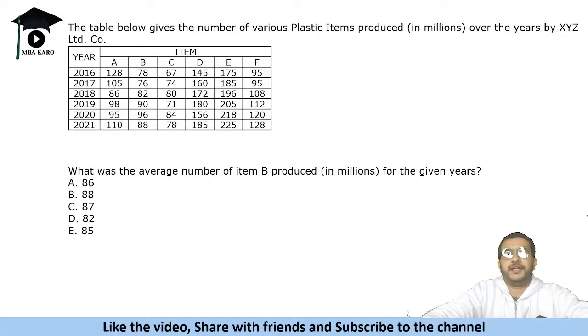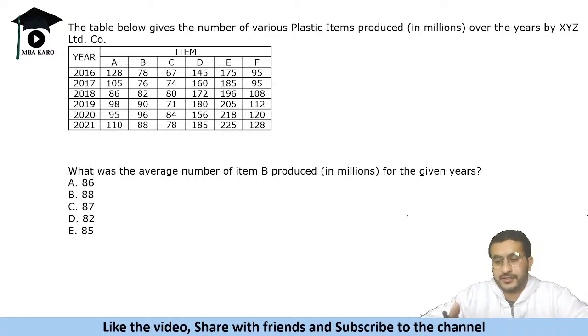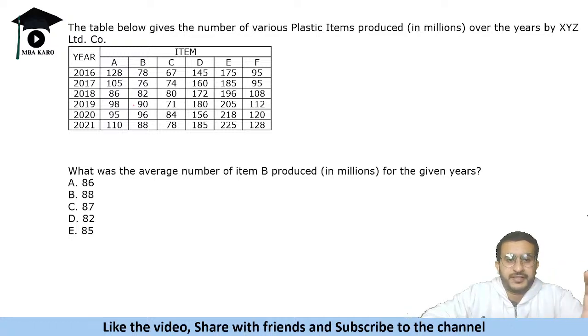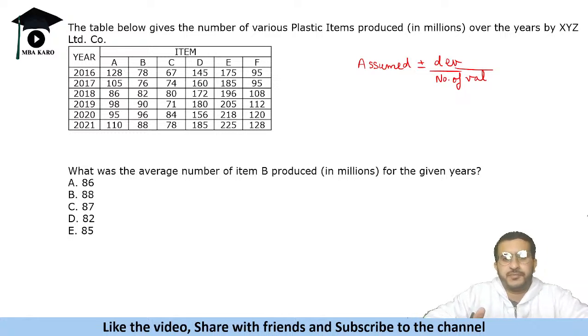So average निकालना है. Okay, so there is a technique to find average. You were taught that you need to add the total. Don't add the total. Just assume some value. So take some assumed average plus minus deviation upon the number of values. ये होता है एवरेज का तरीका. Not to add all these. Because if there are small numbers you can easily add, but अगर बड़े नंबर है, avoid that.